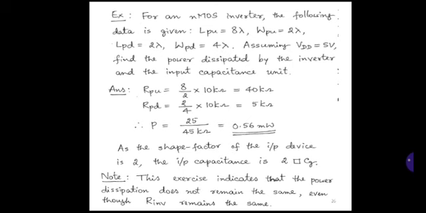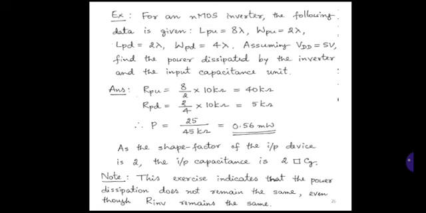Example, for an NMOS inverter, the following data is given. Length of the pull-up transistor is 8 lambda and width of the pull-up transistor is 2 lambda, and length of the pull-down transistor is 2 lambda, width of the pull-down transistor is 4 lambda. Assuming VDD is equal to 5, find the power dissipated by the inverter and the input capacitance unit. So RPU is equal to 8 divided by 2 into 10 kilo ohm, that is equal to 40. 8 is LPU and 2 is WPU.